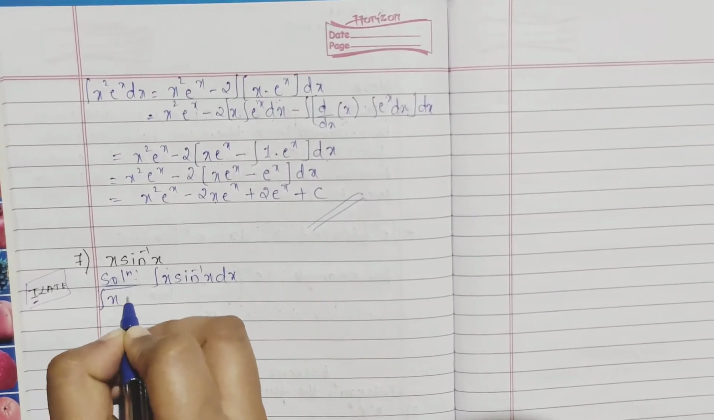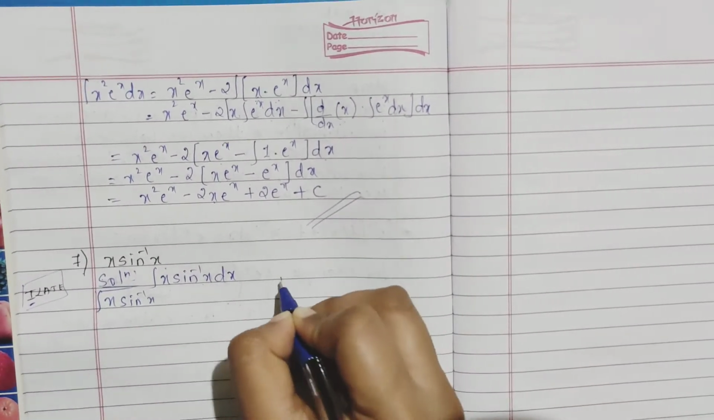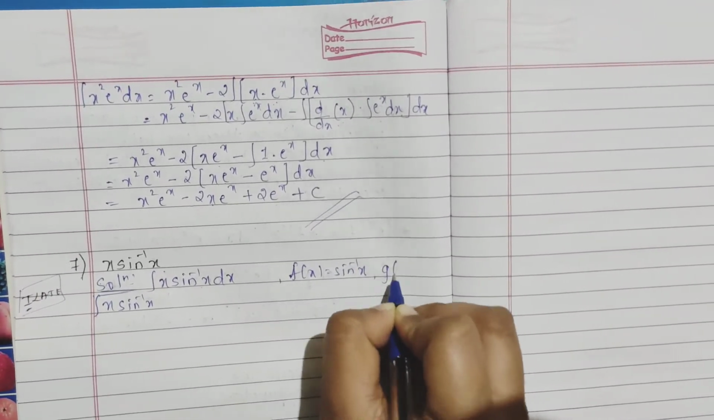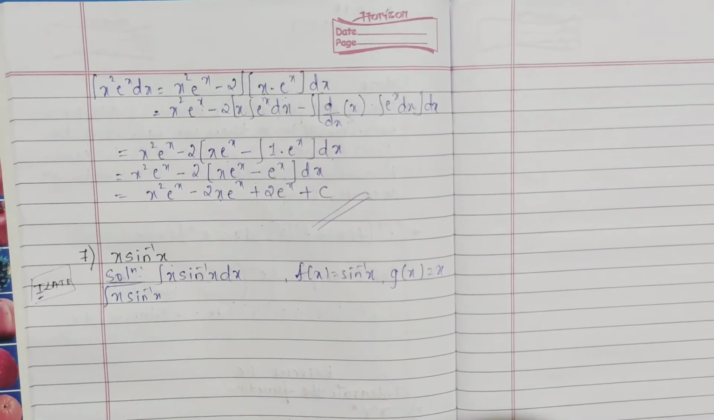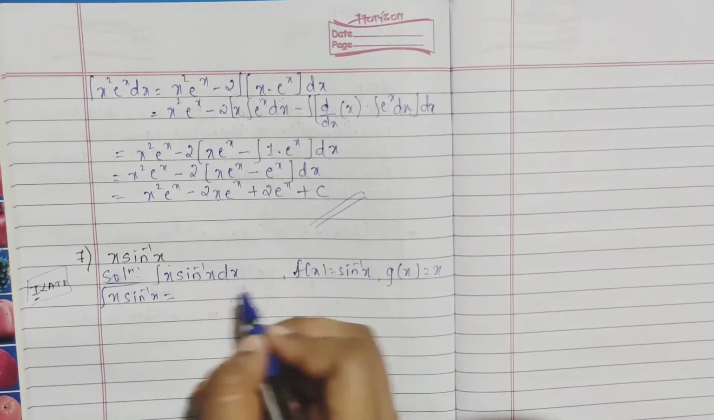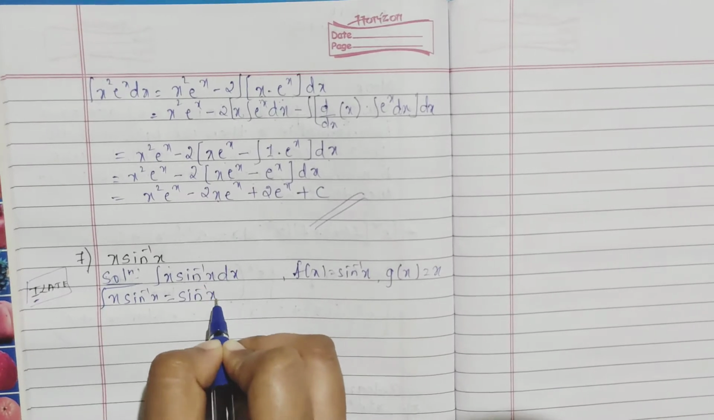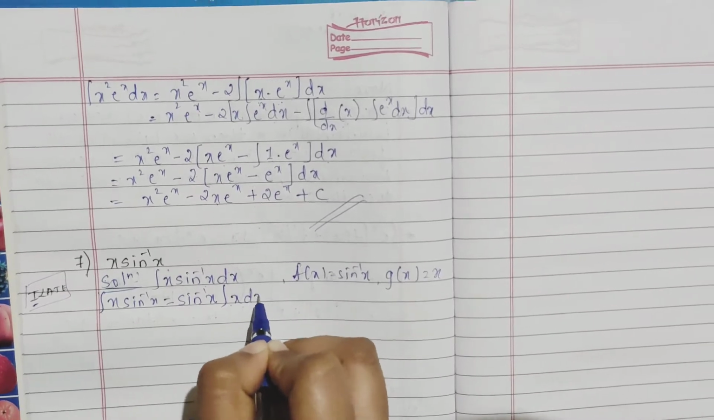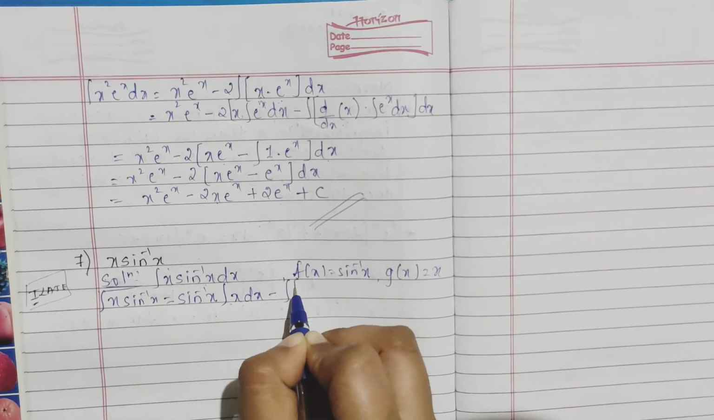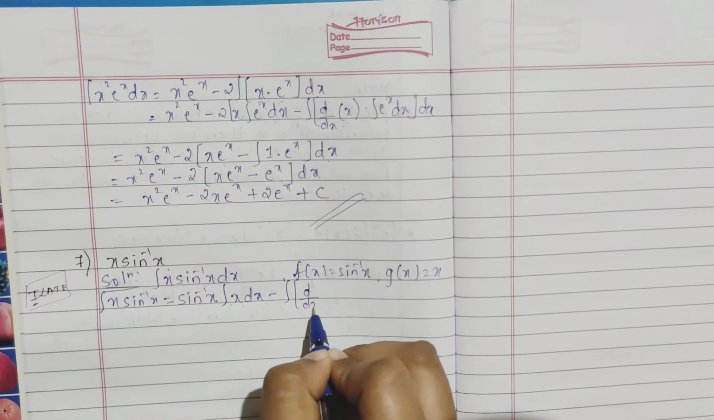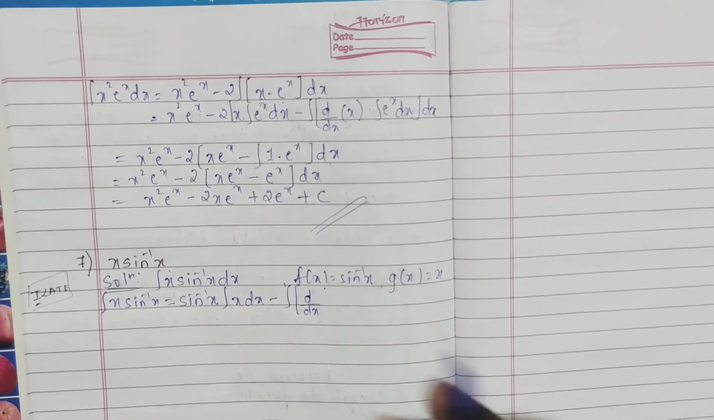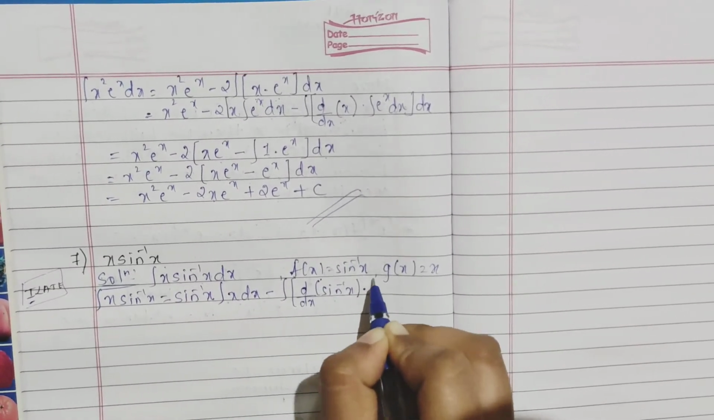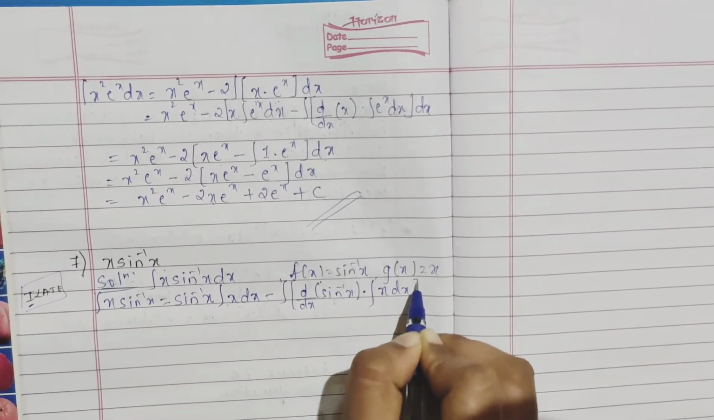It will be x sine inverse x. If you want, you can take f of x is equal to sine inverse x, g of x is equal to x. So what is the method? First function f of x, keeping as it is, integrating your second function, that is x dx, minus integral, again differentiating your sine inverse x, again integrating x dx, then your whole dx.